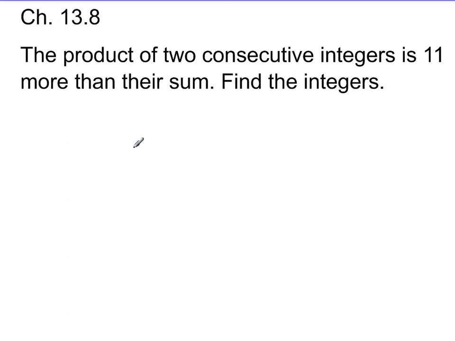So, starting with chapter 13.8, the product of two consecutive integers is 11 more than their sum. Find the integers. Our first step is to understand what consecutive integers are. Consecutive integers are kind of like the pages in a book. You have page 1, followed by page 2, followed by page 3, and they keep on going. It's one after another.